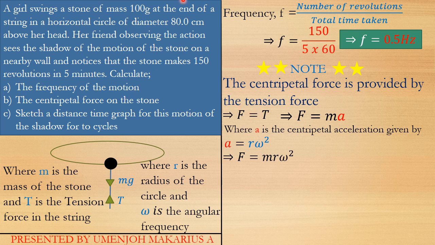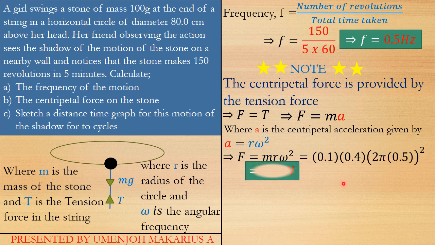So friends, if we divide the mass by 1000, we're going to have 0.1, and the radius we're going to have 0.4. Then our omega is 2 pi f. 2 pi is a constant. Our f is the frequency, which is what we have here already. So we are definitely just going to have 1 into 0.4 into omega squared. Omega is 2 pi times the frequency, all this quantity squared.